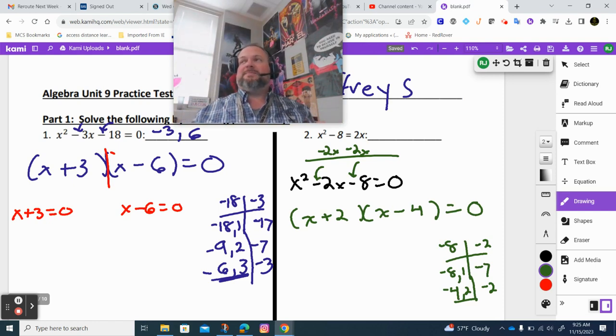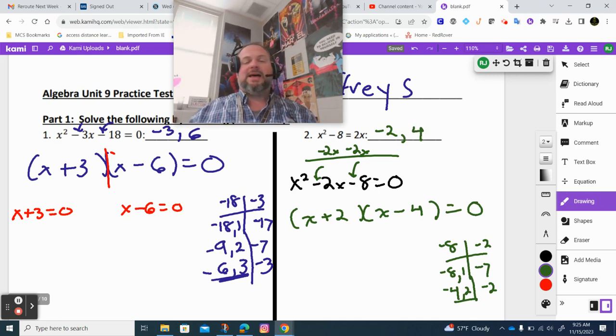Okay. Our answer is actually the opposite of what's in the parentheses. Okay. So right here we have a positive 2. So the opposite of positive 2 is negative 2. The opposite of negative 4 is positive 4.